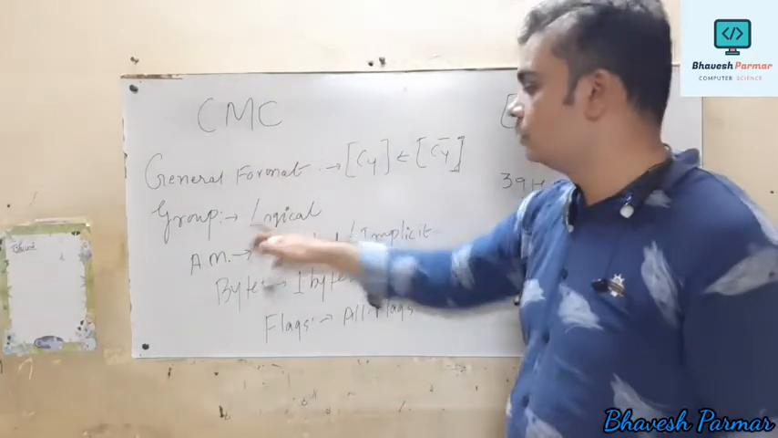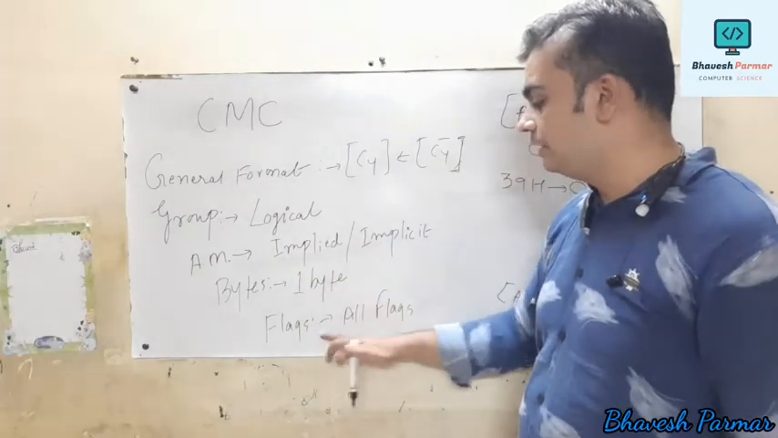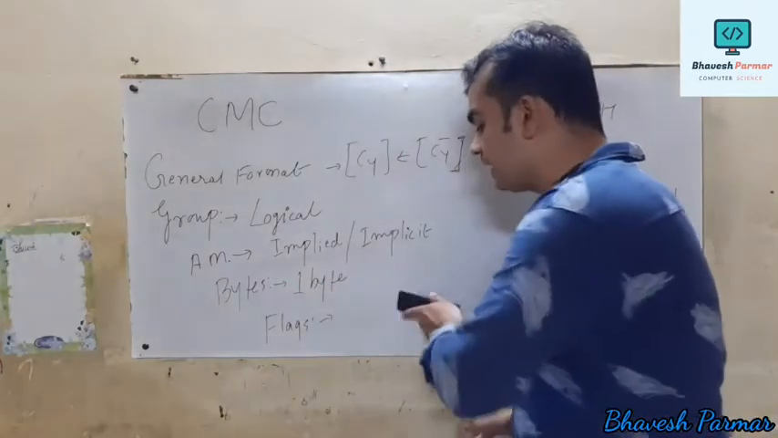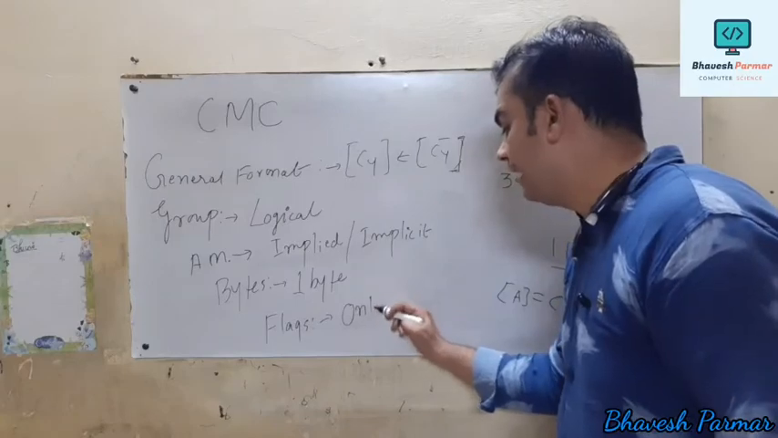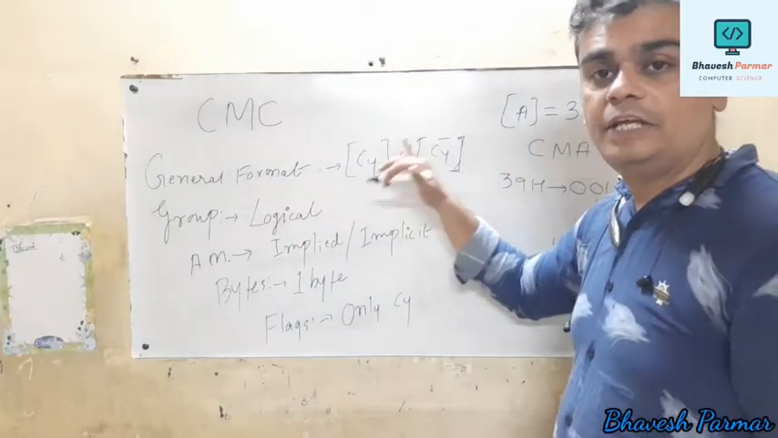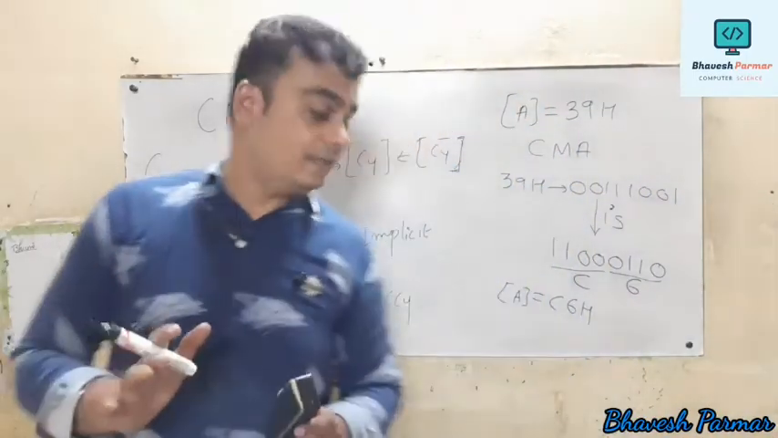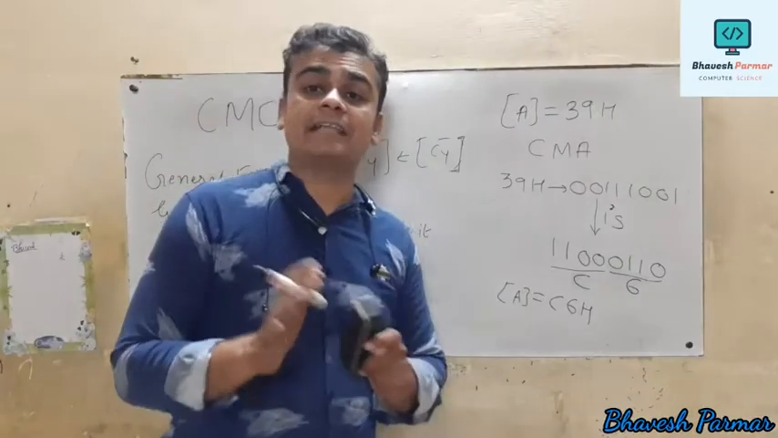So this is the general format related with this CMC instruction. Group is again logical, addressing mode implied, implicit, bytes 1, and in case of flag we just write down that only the carry flag is affected, because we are performing the operation only on carry. So that's why in flag also we directly say that only the CY flag gets affected.